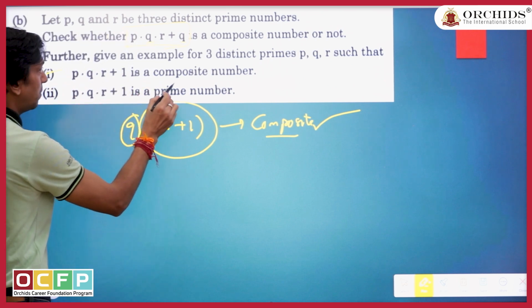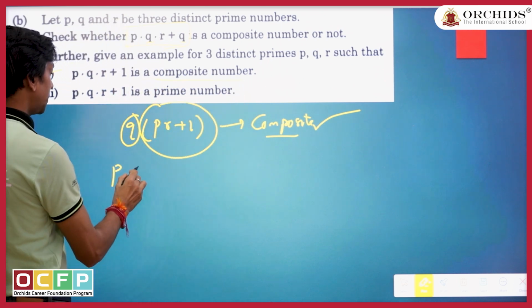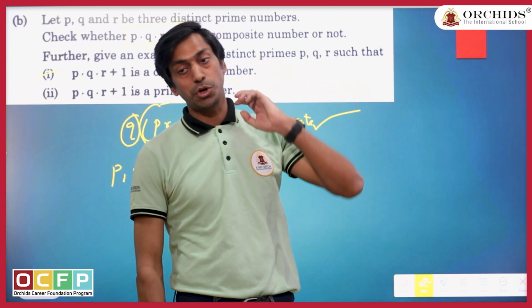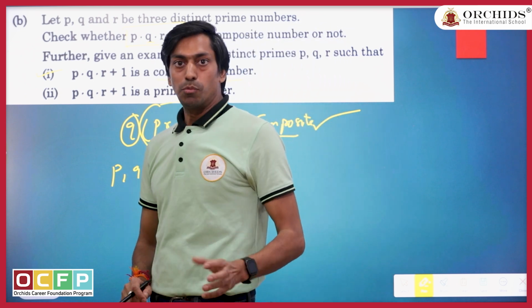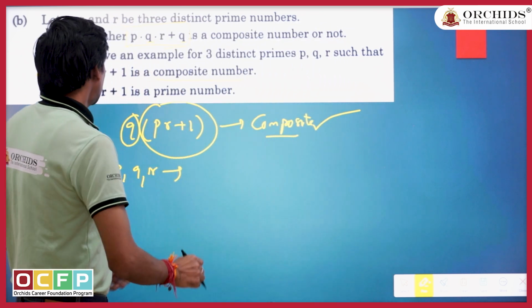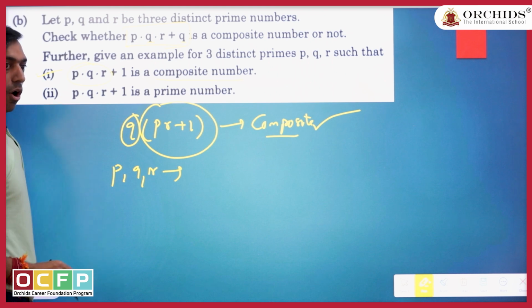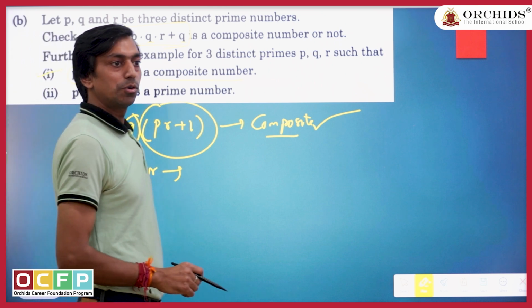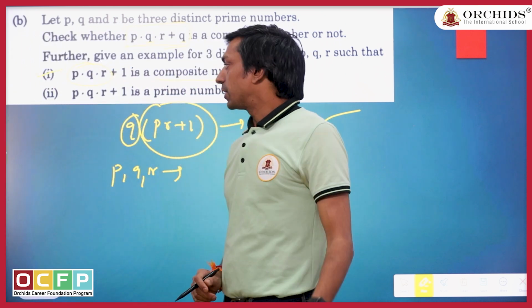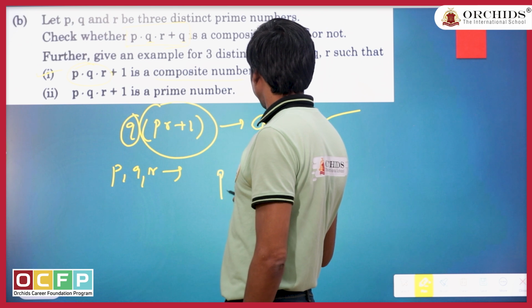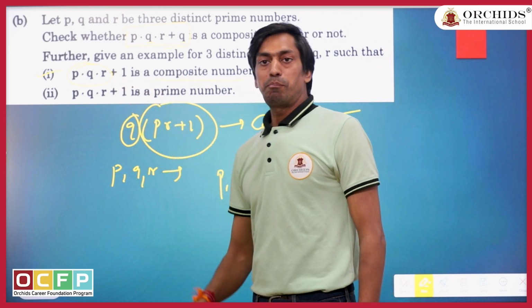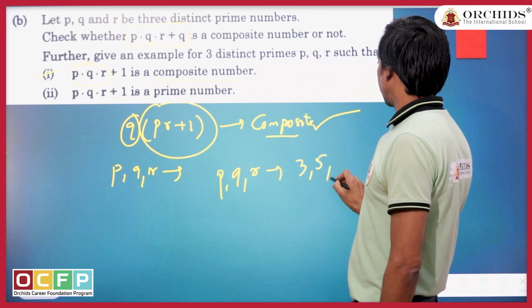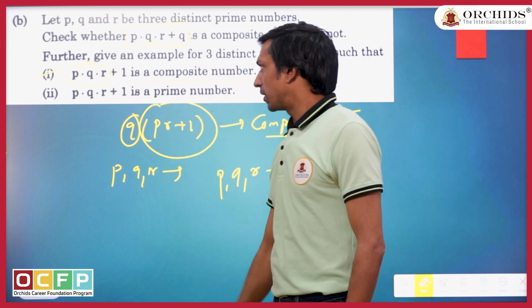Second, we have to select an example of P, Q, R such that this expression represents a composite number, and we know that any even number more than 2 is a composite number. So anyhow if we get the product of PQR as odd, then odd plus 1 will always give me an even number, which is composite. So here you can select P, Q, R as any odd prime numbers. Obviously prime numbers are odd except 2. So I can take 3, 5, 7, and we will get one composite number, and that is equal to how much?